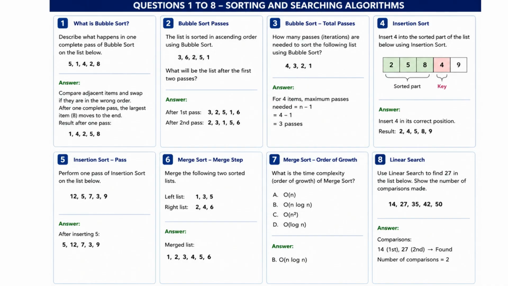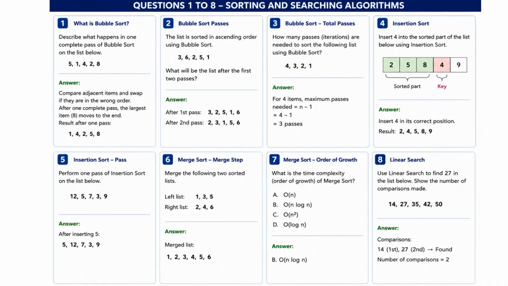Question 2 is about bubble sort passes. Students should carefully trace the list after each pass and observe how values move step by step. Question 3 asks about the total number of bubble sort passes. Students should remember that for n items, the maximum number of passes is n-1.